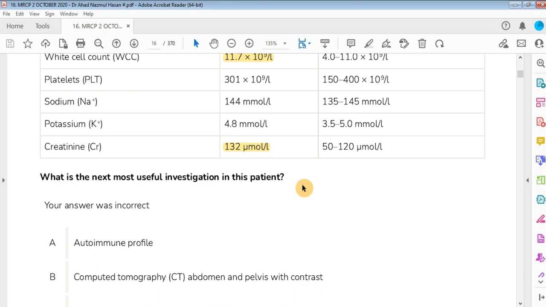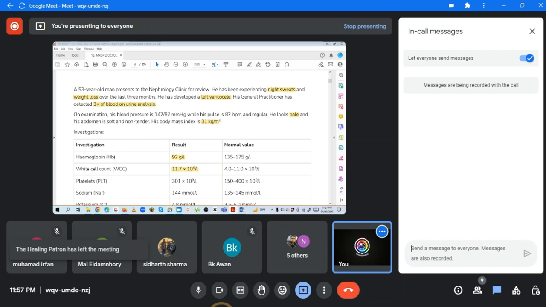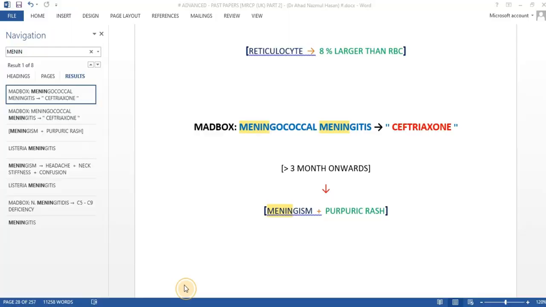What is the most useful investigation in this patient? Autoimmune profile. So can anyone tell me the diagnosis from here? What may be the most likely diagnosis? This patient is RCC? Yes, very good. Yes. This is a case of RCC, renal cell carcinoma. So what should be the choice of investigation in case of RCC?